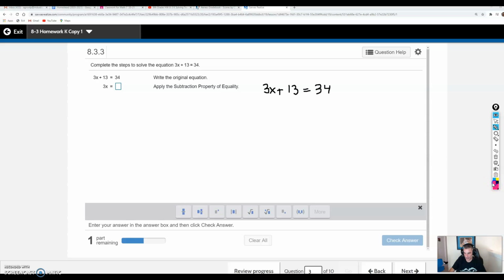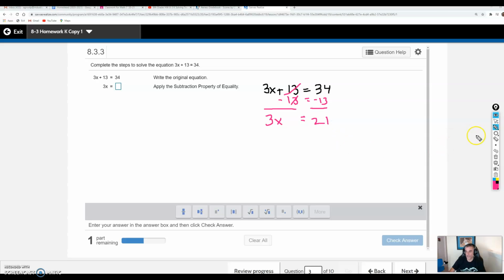Now, since I'm adding 13, the way I get rid of it is by subtracting 13. And whatever I do to one side, I have to do to the other. So I'm going to subtract 13 from both sides. If I add 13 but then take away 13, that equals 0, right? Remember we talked about additive inverses? These are additive inverses. They sum to 0. So I'm left with just 3x, and on the right-hand side, 34 minus 13 is 21.